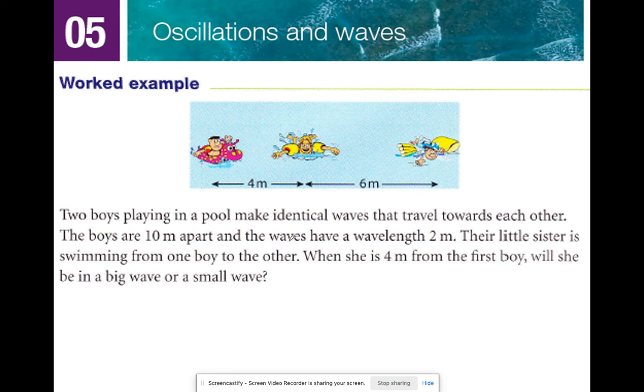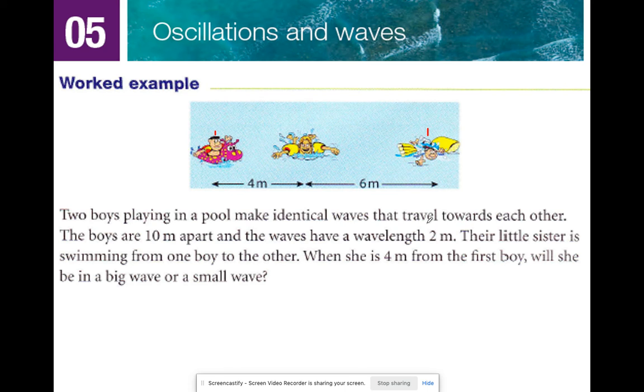All right, last little thing, and then we'll be done for today. Two boys are playing in a swimming pool and make identical waves that travel towards each other. The boys are 10 meters apart. So here are our boys right here.